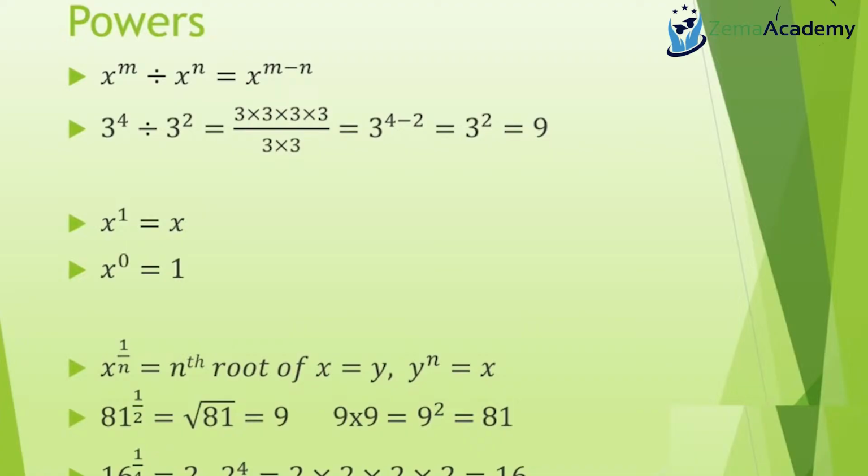Same here, 16 to the power of a quarter is 2. 2 to the power of 4, or 2 times 2 times 2 times 2, equals 16. Just keep putting some numbers in and see what happens, and you'll see it's true.